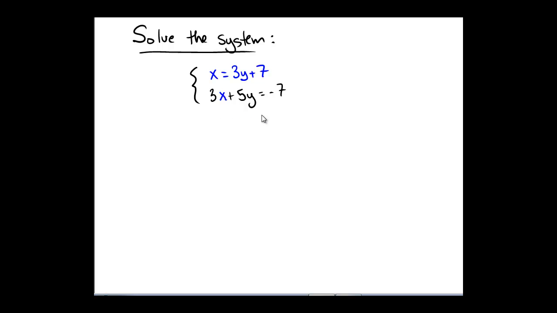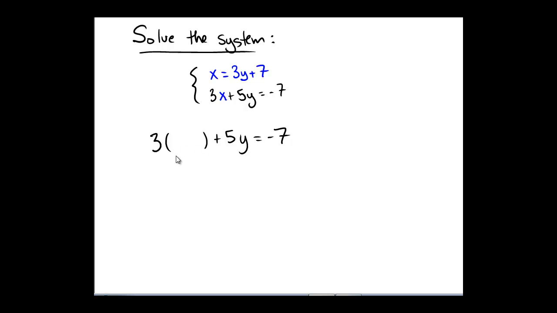Geometrically these two objects are lines, and by solving the system what you're finding is the place in the plane where they intersect. So we're going to have two answers, an x and a y coordinate. Now because of the way that this is set up, we have 3x plus 5y equals negative 7 as the bottom equation.